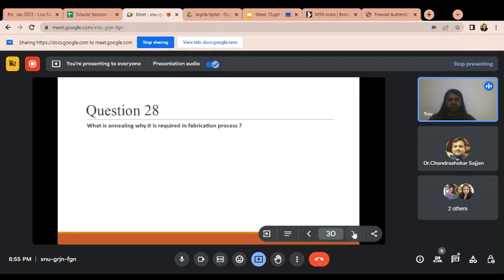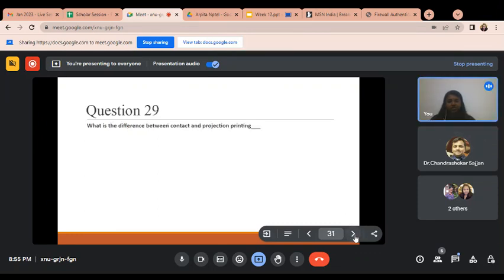And the next question is, why is annealing required? Do you know about annealing? Annealing is sudden cooling of a metal. No, actually annealing is a heat treatment, so we can reduce the defects.